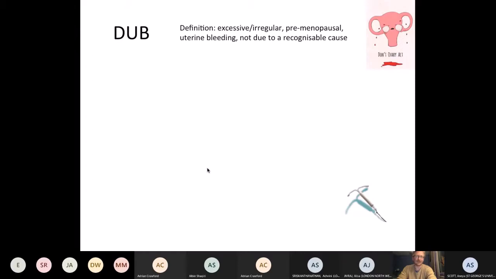So this is the third of 4 slides, and it's on DUB, dysfunctional uterine bleeding. So this is the definition here: excessive or irregular premenopausal uterine bleeding, not due to a recognizable cause. I guess due to a recognizable cause is the key bit there. So it's a diagnosis of exclusion. So you have to sort of rule out everything else before you call it DUB.